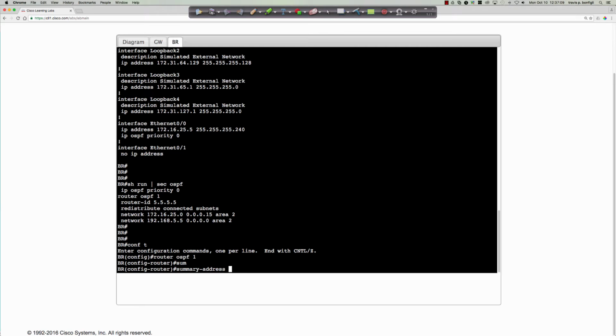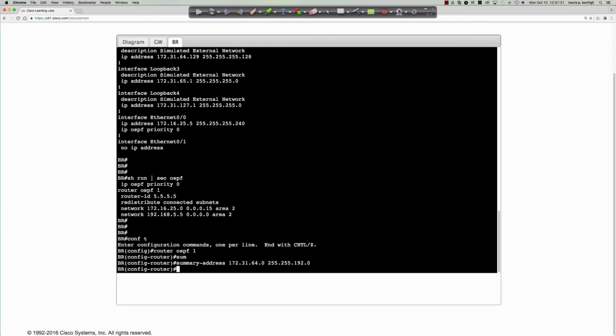Now, how do we address the external routing information? If you're an ASBR, an Autonomous System Boundary Router, you're going to be doing your redistribution with the summary address command. So I would say summary address 172.31.64.0, and we said 255.255.192.0. And this is going to result in a summary coming off of the Autonomous System Boundary Router, the ASBR.